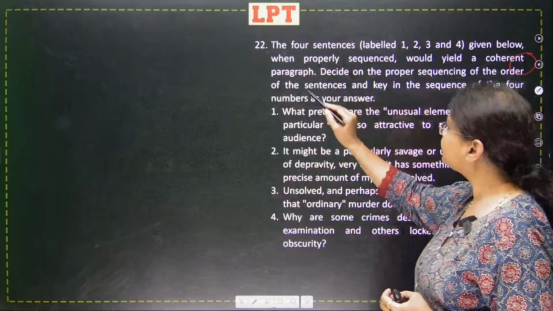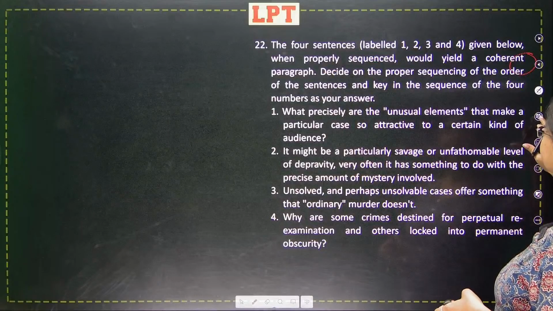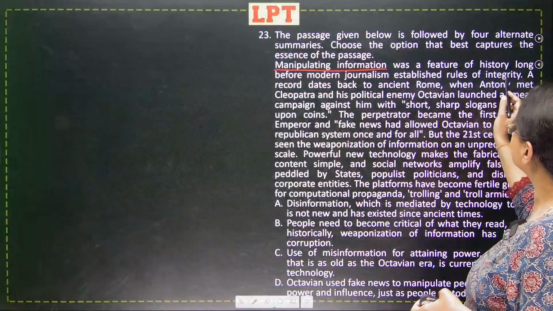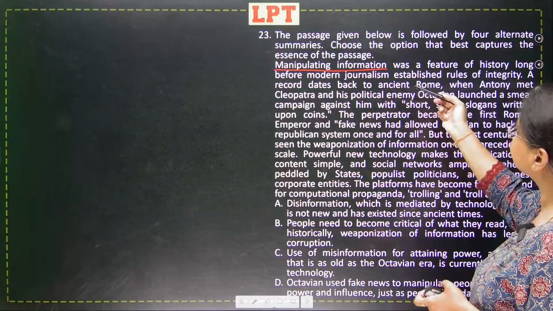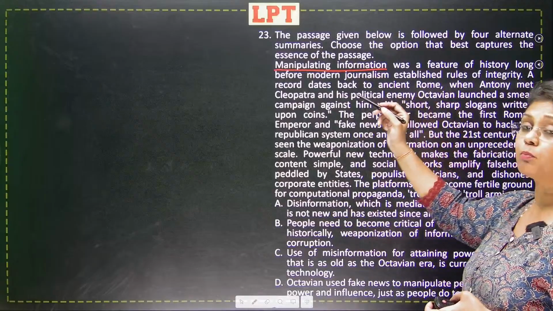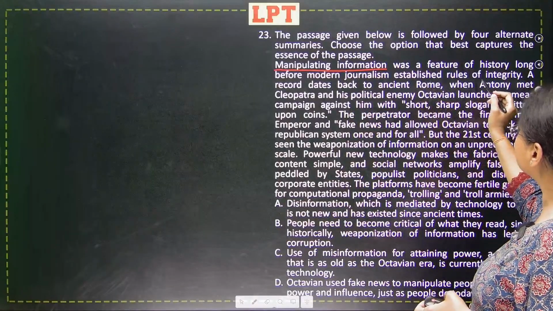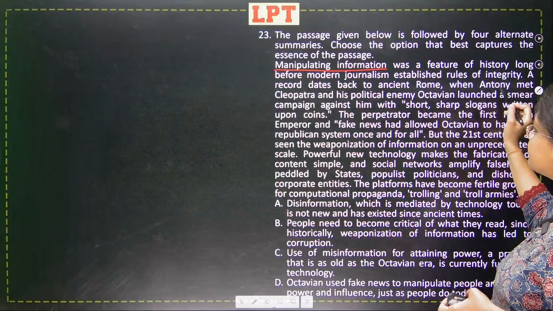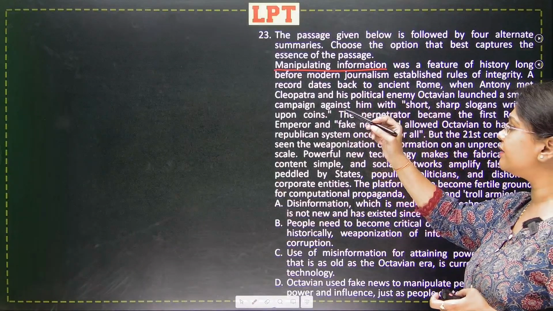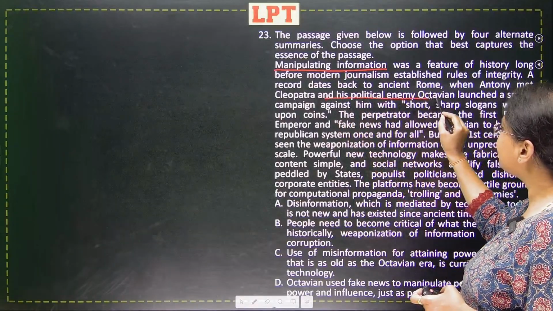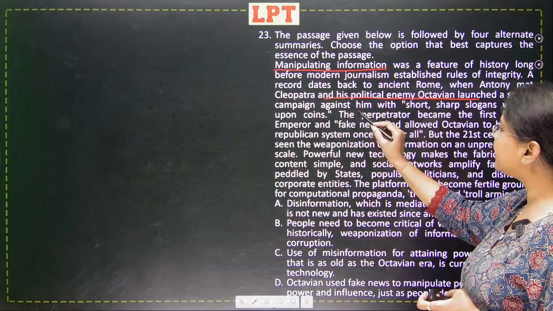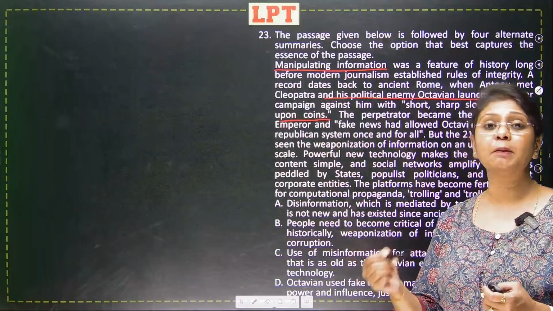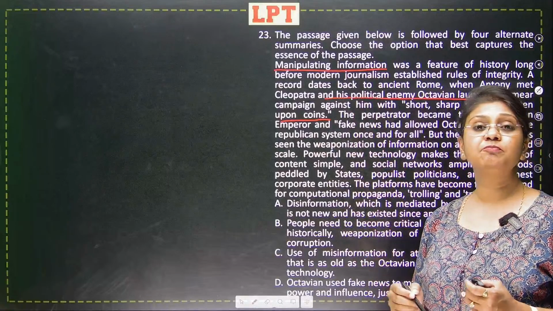Okay, so it says long before modern journalism established rules of integrity. A record dates back to ancient Rome when Antony met Cleopatra. So you have a historical reference here, and his political enemy Octavian launched a smear campaign against him with short, sharp slogans written upon coins. So you have an example that is being given to you in terms of manipulating information.